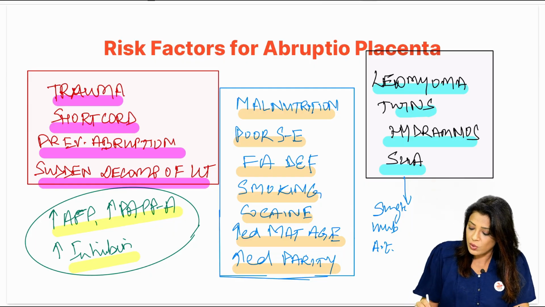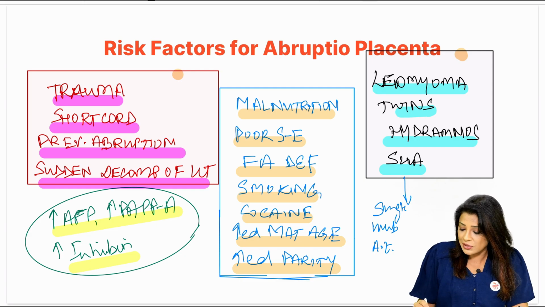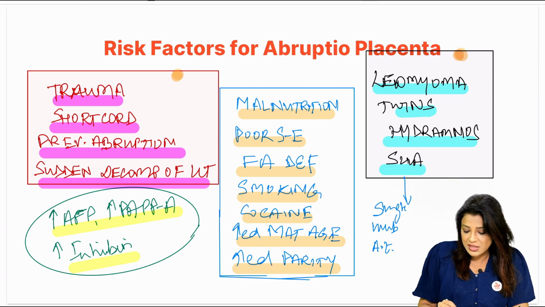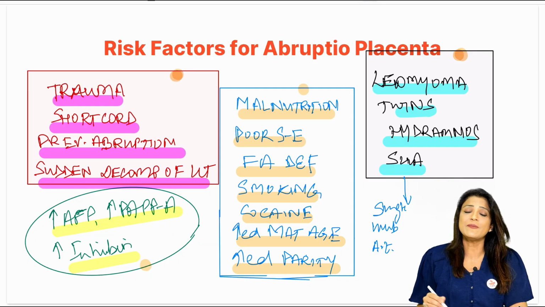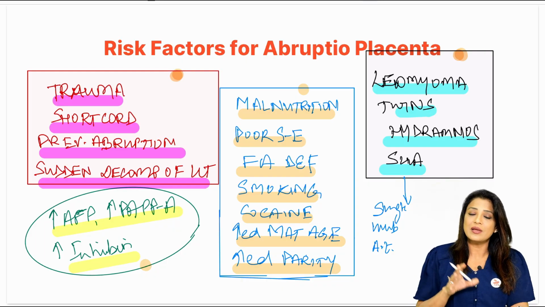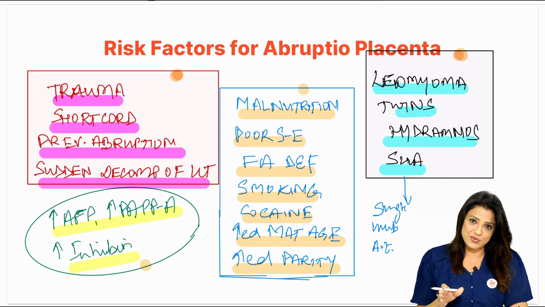These are the uterine causes. These are the causes within the uterus, an accident. These are the causes which are making the uterus heavy. These are the causes which are making the uterus go through an accident. These are the chemical markers, and these are the socioeconomic, or you can say the epidemiological factors, which are basically the risk factors for abruption. All right.